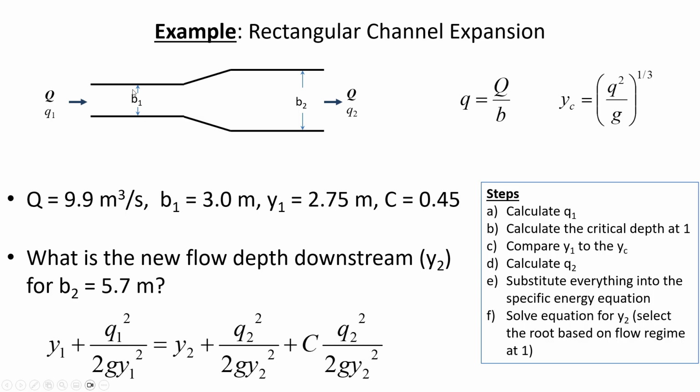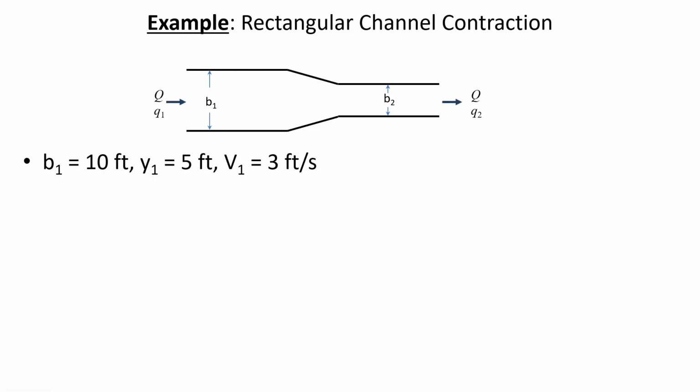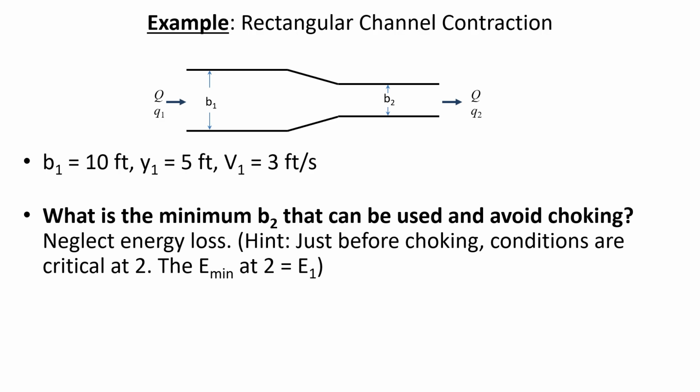Because remember, the purpose of choking is to accumulate energy when there's not enough specific energy at 1 to overcome some obstruction. So a channel getting wider is not an obstruction, but a channel getting narrower potentially is. And so the way for us to analyze this, if we want to know what's the minimum width we could have downstream at 2 and avoid choking.